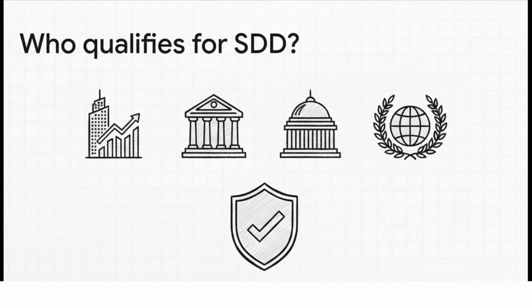So, who gets this kind of treatment? Well, think about the big players, major publicly traded companies whose finances are already under a massive microscope, or other regulated banks and financial institutions. Government bodies and even huge supranational organizations like the UN or the EU fall into this bucket. The logic is pretty simple. They're already playing by their own strict transparency and reporting rules, which dramatically lowers their risk from the get-go.